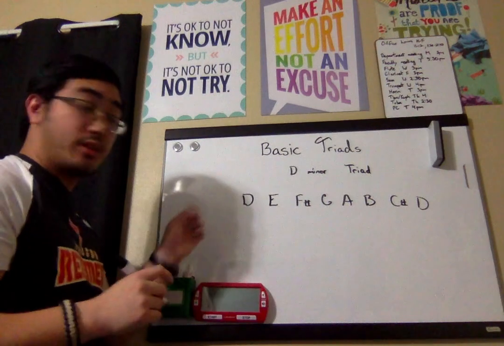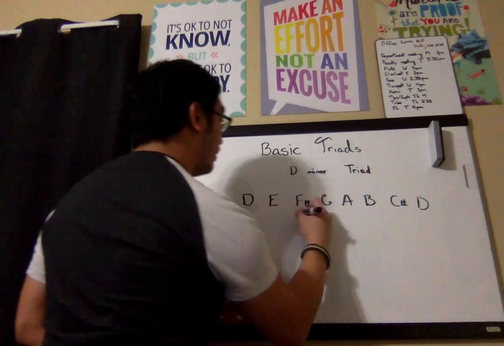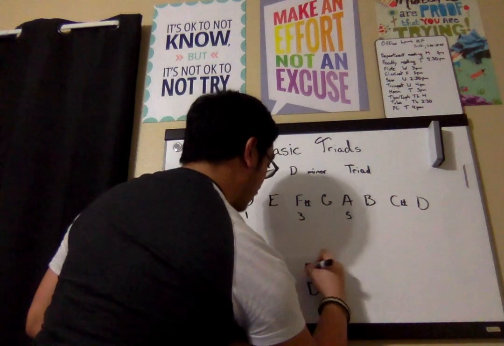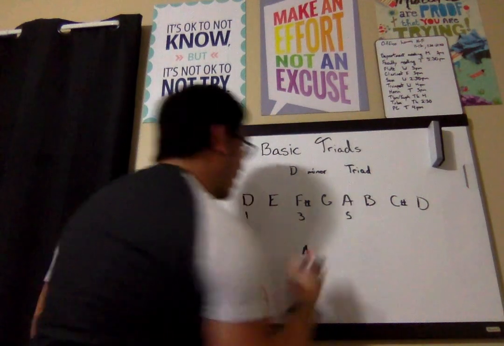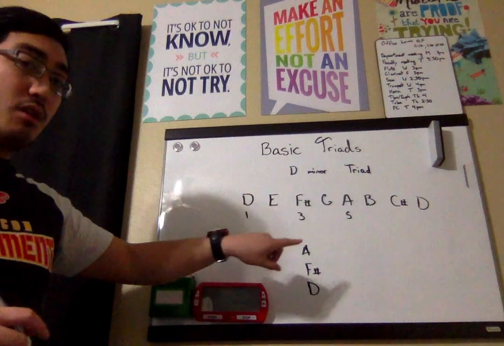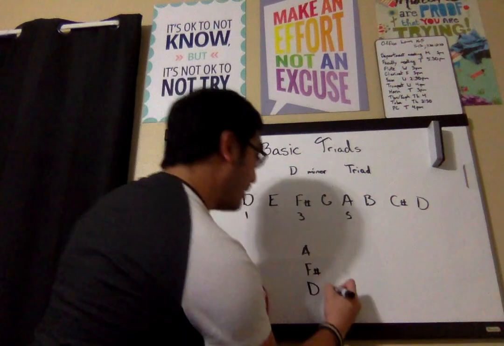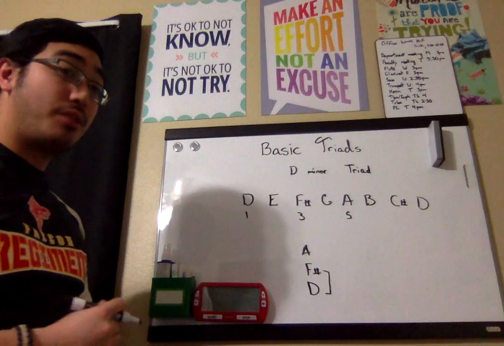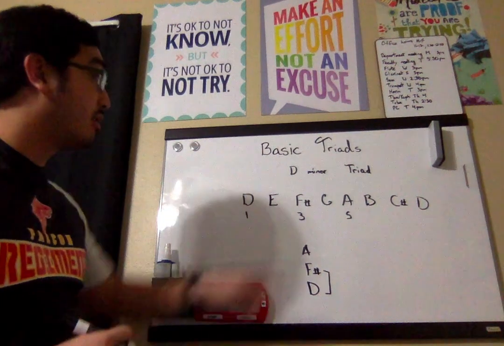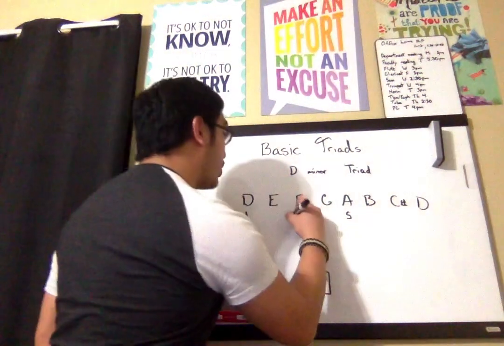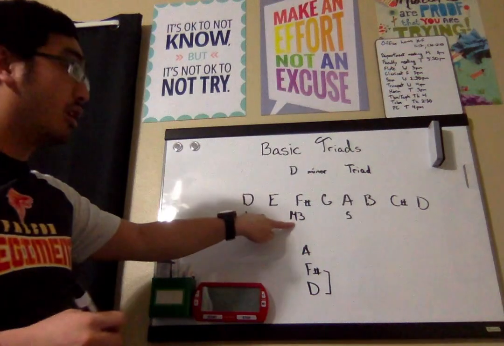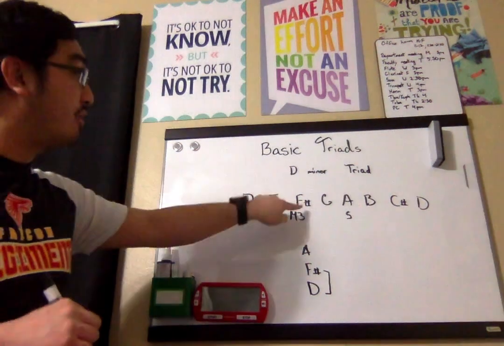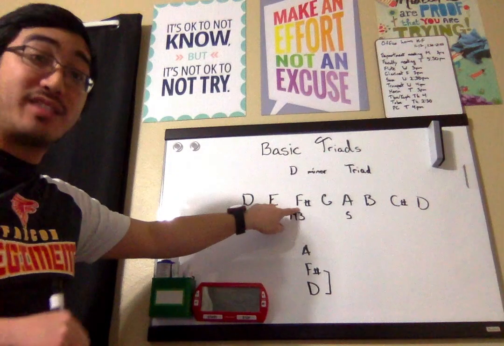Identify scale degrees 1, 3, and 5. 1, 3, 5. But we know for a minor triad, the distance from root to third should be a minor third. Since we know that this is already a major third, if I want to make this major third a minor third, I have to lower the note by a half step.